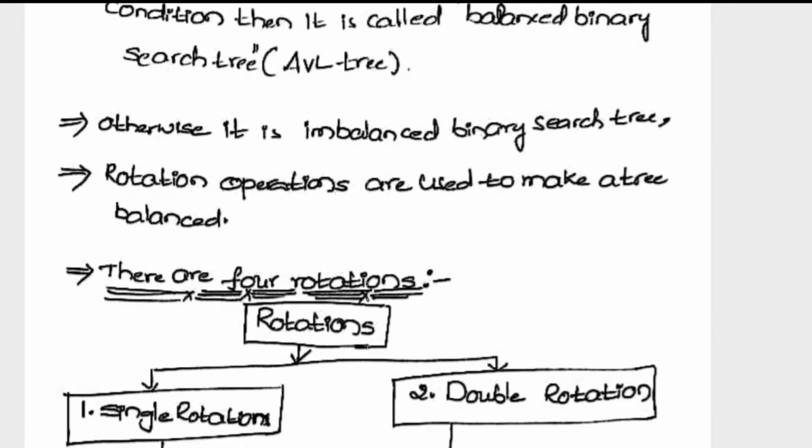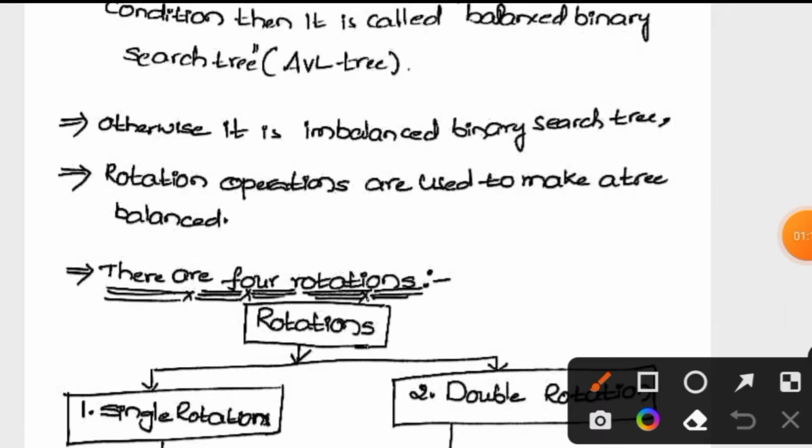So rotations are the operations used to make a tree a balanced one. If the tree is balanced, we can say that the tree is an AVL tree. If it is an imbalanced tree, we cannot call it an AVL tree.